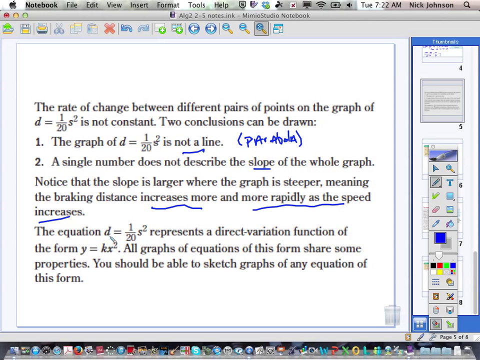The equation d equals 1 over 20 s squared represents a direct variation function of the form y equals k times x squared. All graphs of equations of this form share the same properties, and you should be able to sketch graphs of any equation of this form. Perfect. Moving on.